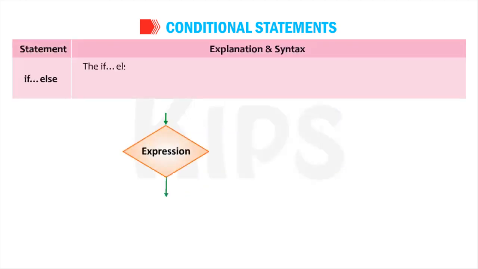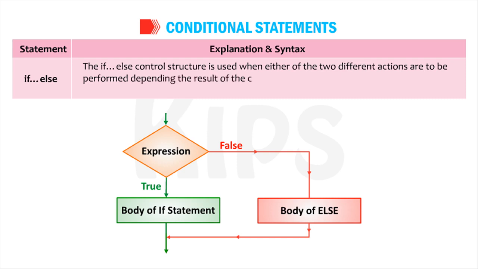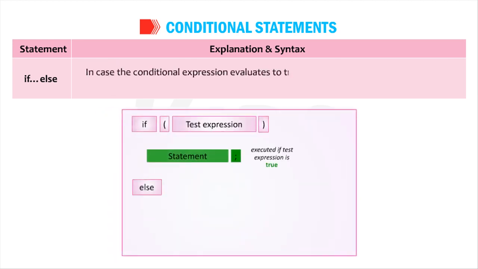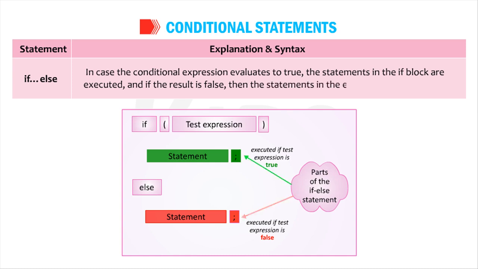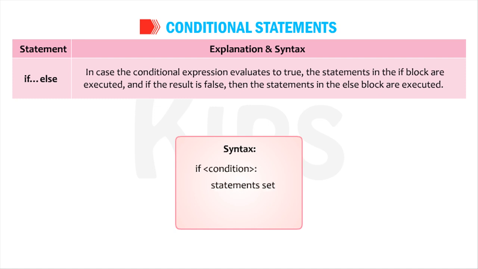If-else. The if-else control structure is used when either of two different actions is to be performed, depending on the result of the conditional expression. It works with two blocks, if and else. If the conditional expression evaluates to true, the statements in the if block are executed, and if the result is false, then the statements in the else block are executed. Syntax: if condition: statements set 1, else: statements set 2.